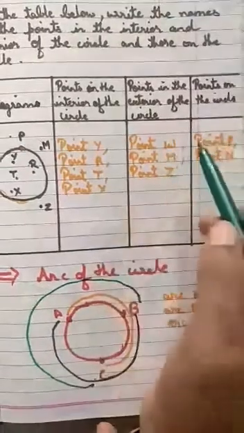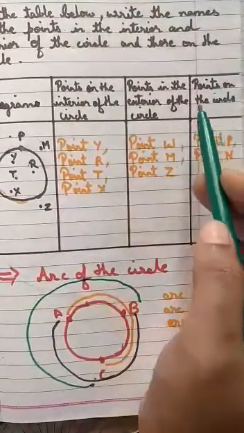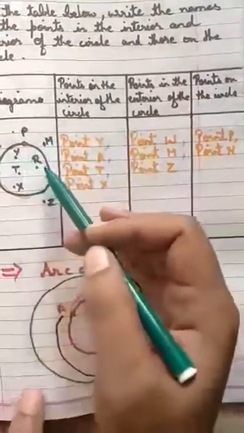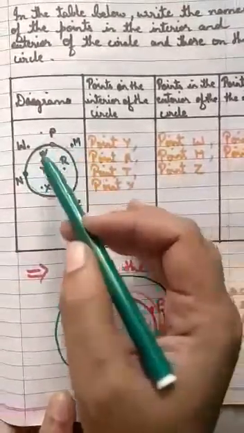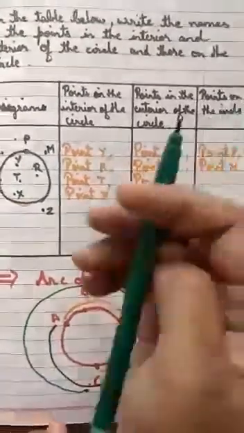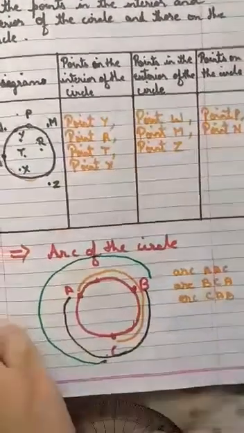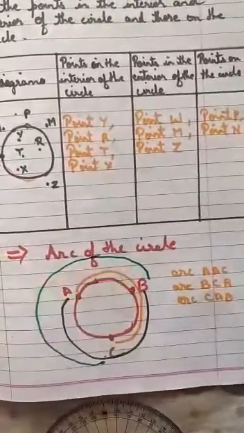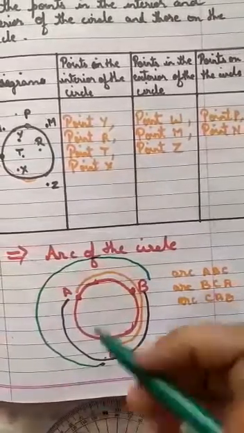And the last, points on the circle means the points which are on the circle, on the circumference. So point P and point N. See here. Understood? Now we will learn the arc of the circle. What is arc of the circle?